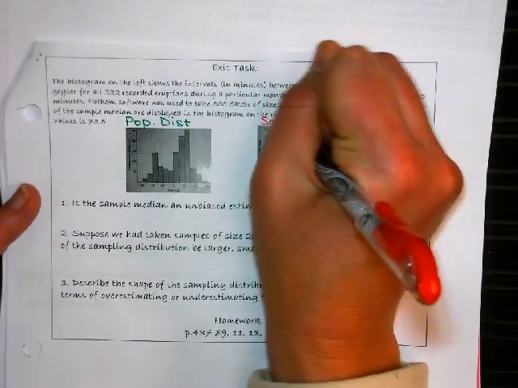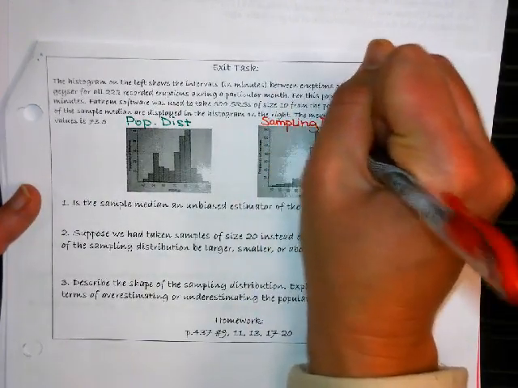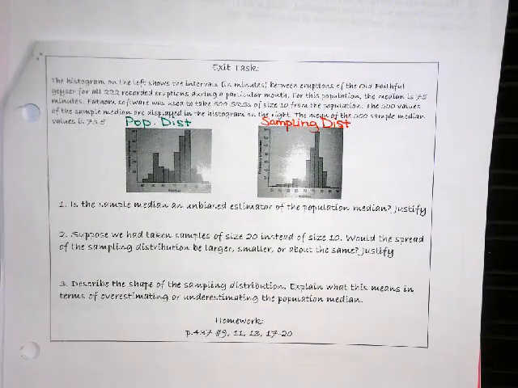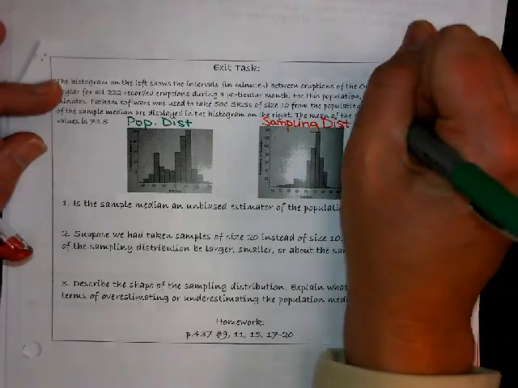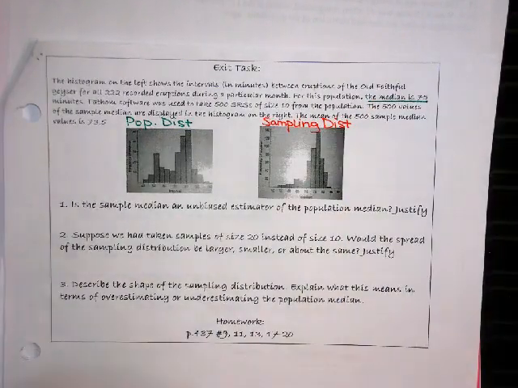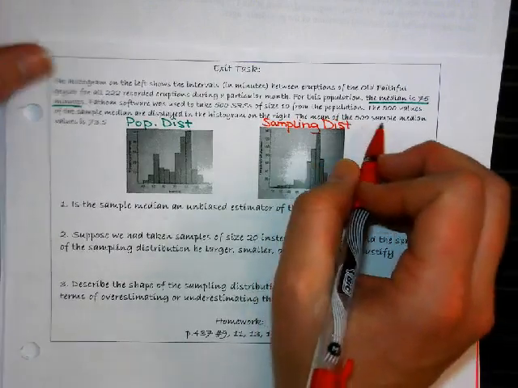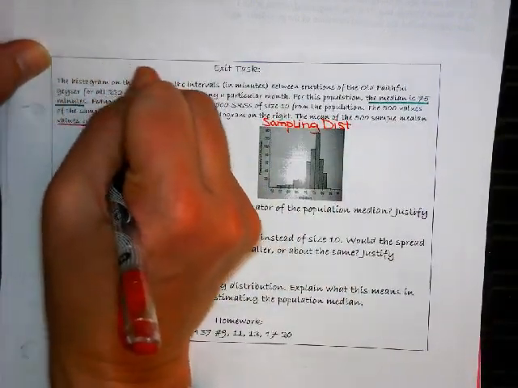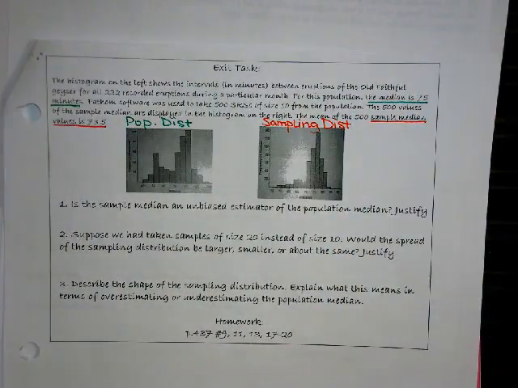We're given two numbers in the paragraph. We're told that for the population, the median is 75 minutes. And then we are told that the mean of the 500 sample medians is 73.5. Which one is the statistic and which one's the parameter? 75 would be the parameter because it came from the population.